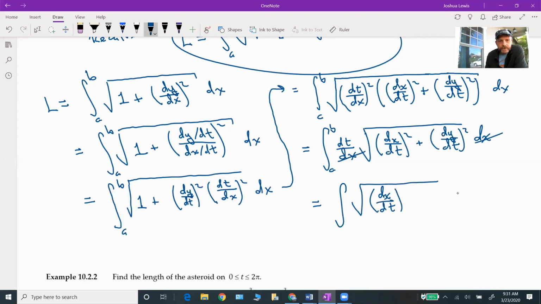(dx/dt) squared plus (dy/dt) squared dt. And technically these are different bounds, right? We're now talking about t's, not x's, so I'm not calling them alpha, beta. It's a minor point. Just wanted to kind of see how this thing developed. And so there we have it, okay?